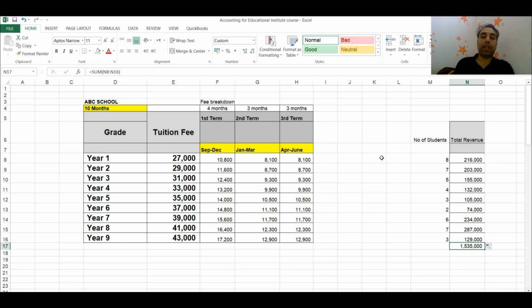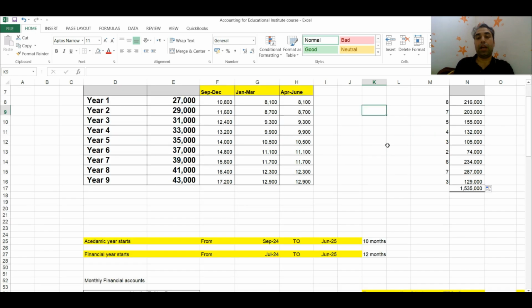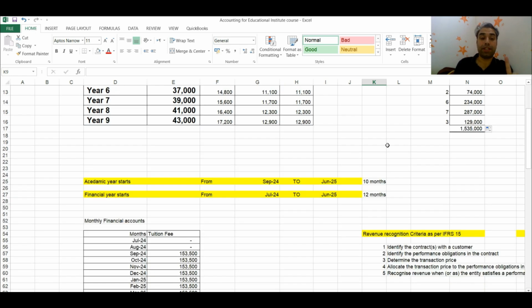Now if we have 8 students in year 1, 7 in year 2, and so on and so forth, total revenue would be total fee multiplied by number of students. So this is our total revenue. If we have to understand one key concept, it is how to recognize the revenue as per our financial year.